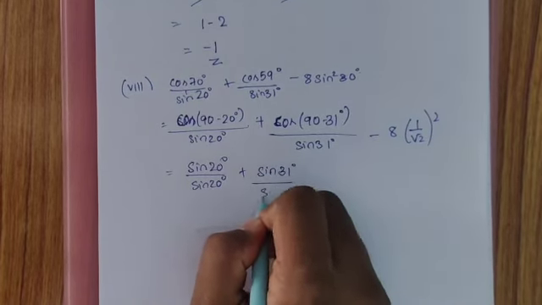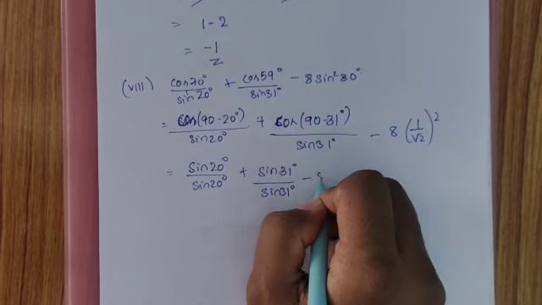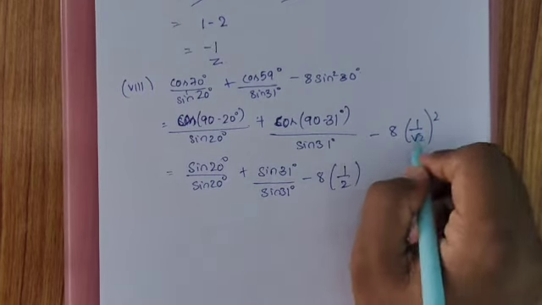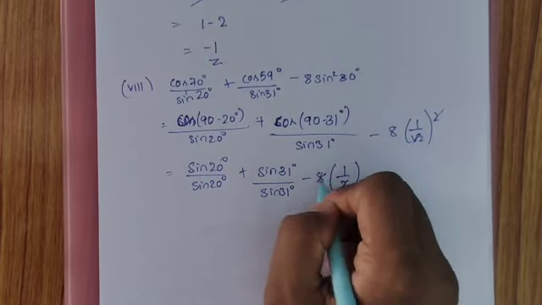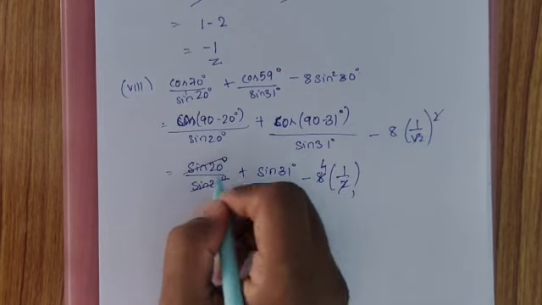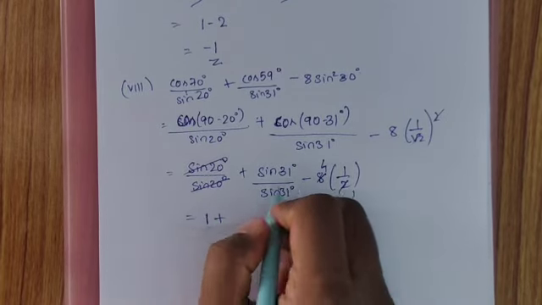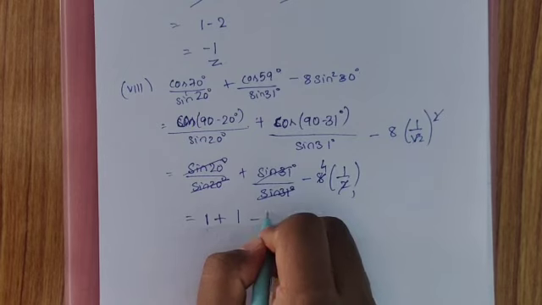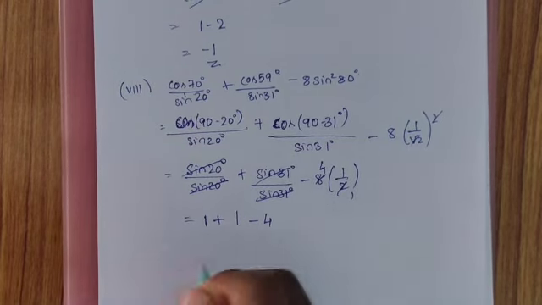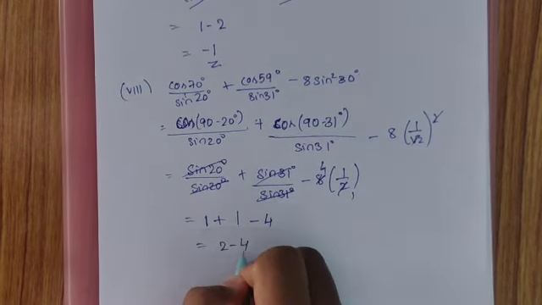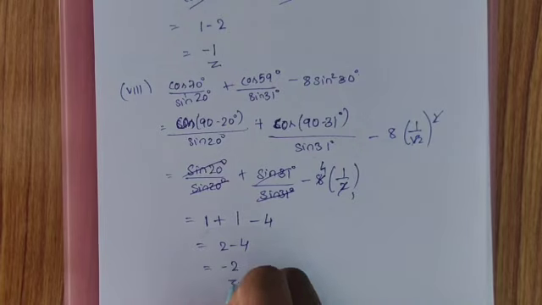So sin 31 degree divided by sin 31 degree minus 8 into 1 divided by 2. So the square and square root get cancelled. 2 ones are 2, 4 twos are 8. So here this gets cancelled. The remaining is 1 plus, so cancel, 1 minus 4. Right, so 2 minus 4, so the result is minus 2.